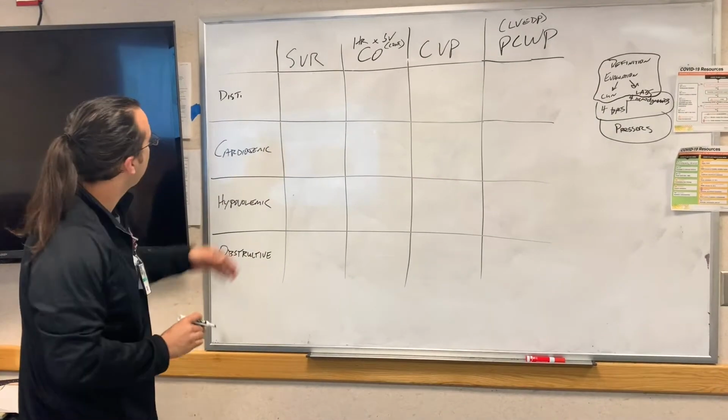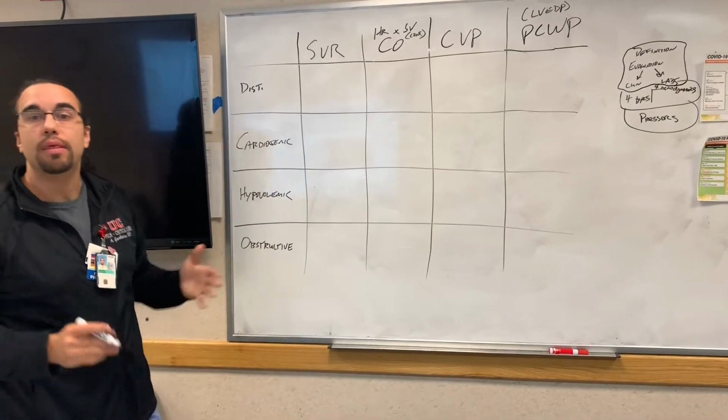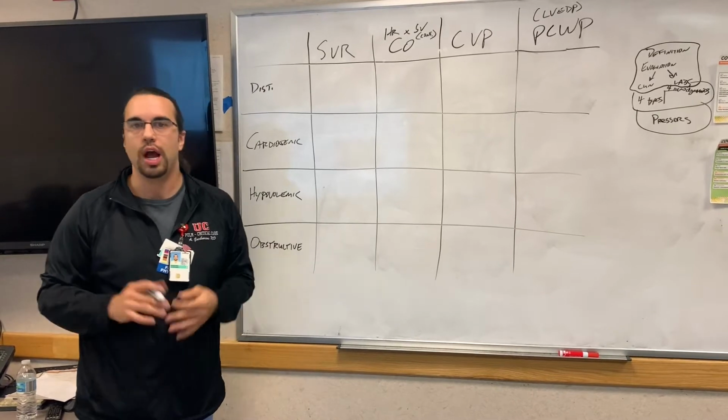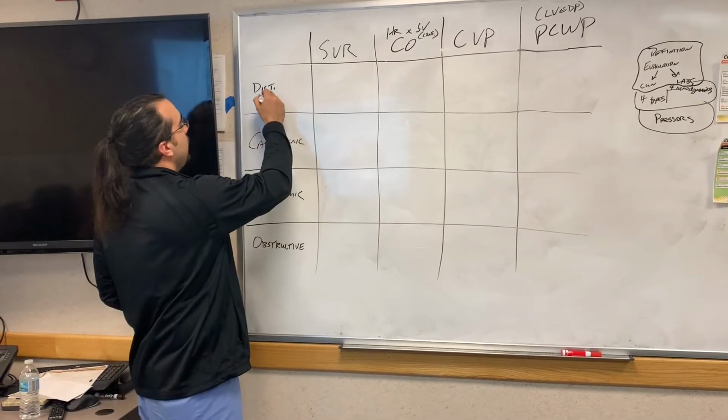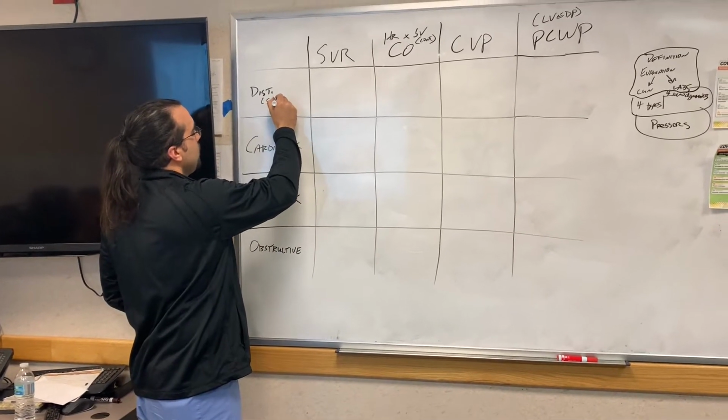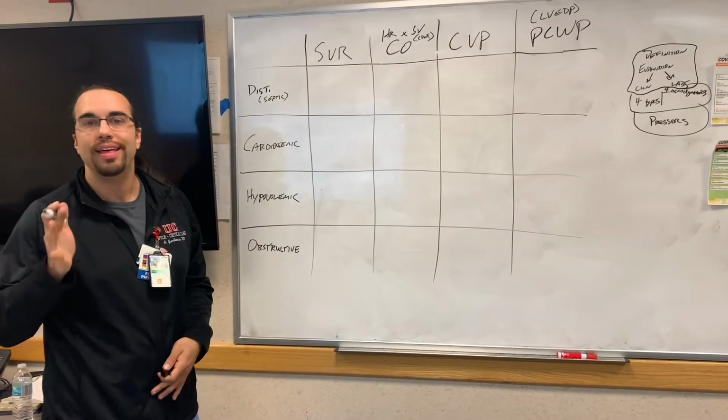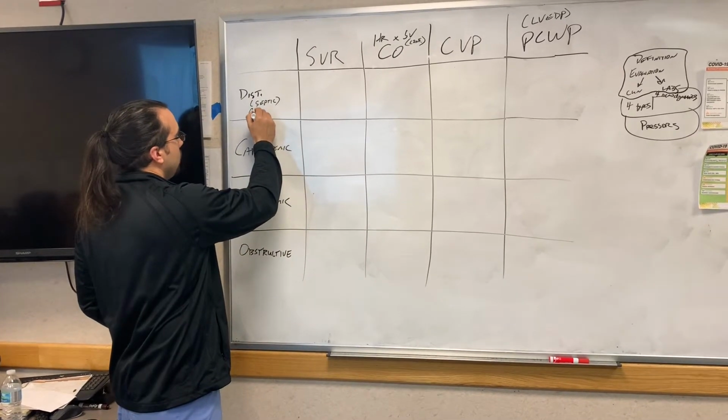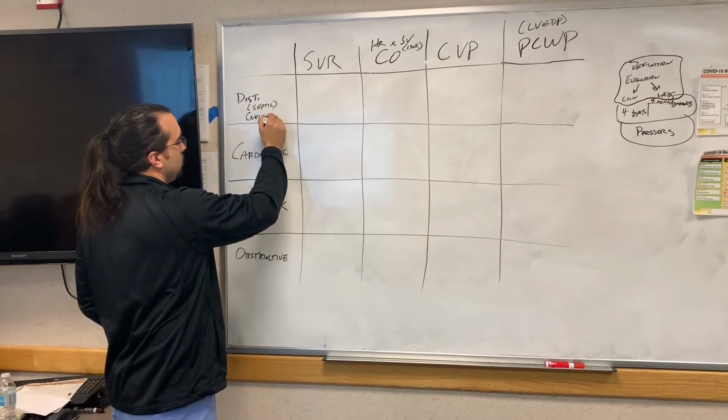Sometimes I do. Looking at distributive shock, the most common type of distributive shock you're going to see far and away is septic shock, okay? But it's important to note that a lot of neurogenic shock will also show up here.